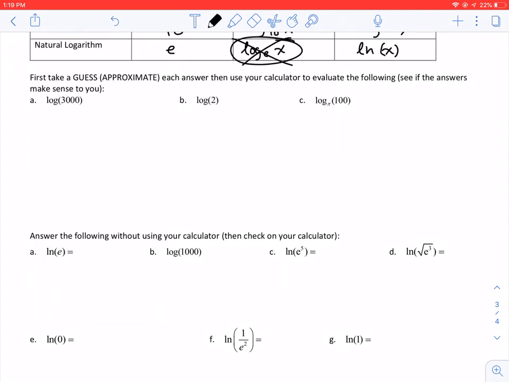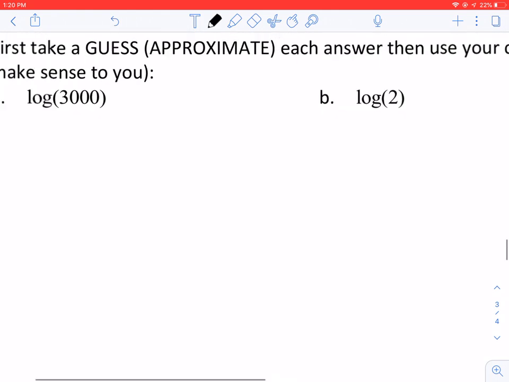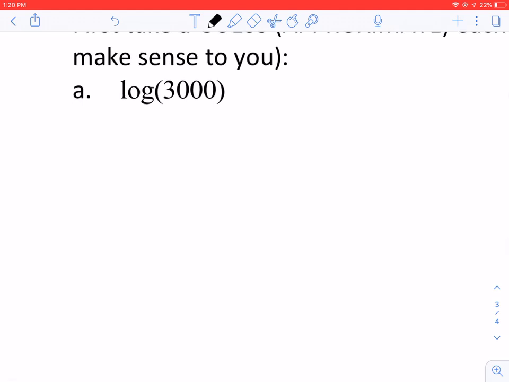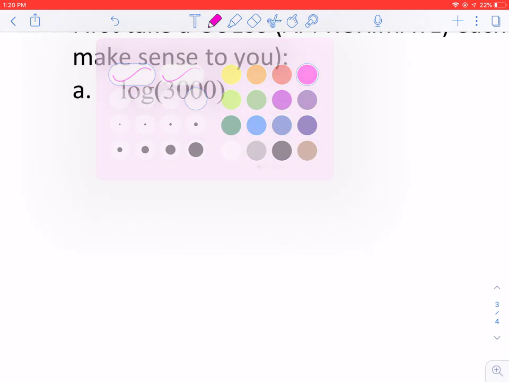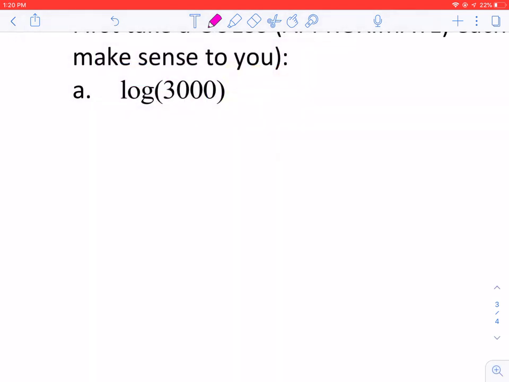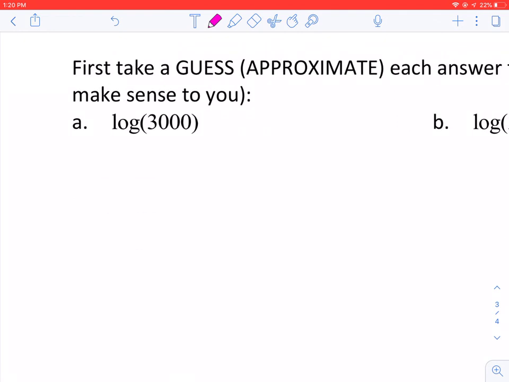So first take a guess, approximate each answer, then use your calculator to evaluate the following. See if the answers make sense to you. This is just a little check to see if you have some basic intuition about what logs are. So what do you think log of 3,000 is going to equal? Also, I don't have a calculator with me, so I'm just going to guess first. That's because I'm hiding in the bathroom where it's the quietest. But hold on, let me get out of here and go access a calculator.